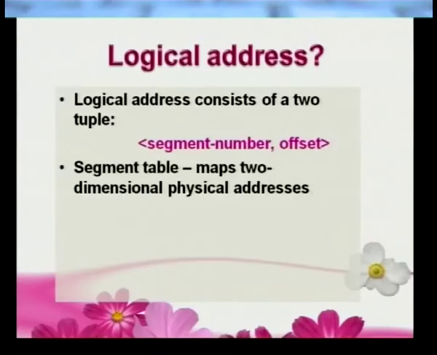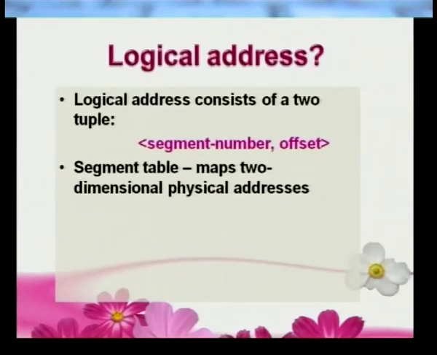Now, what is the definition of logical address in segmentation? In segmentation, again it is similar to the paging scheme. The logical address here again consists of 2 tuples. The first tuple is the segment number. Remember, there we referred to it as the page number. The second tuple is, as usual, referred to as the offset.